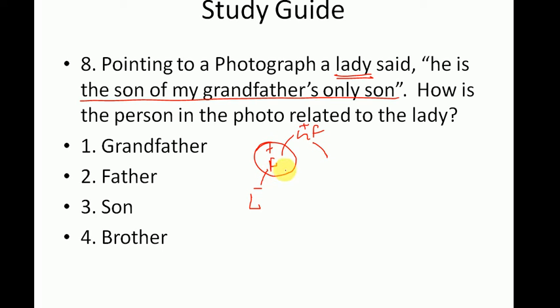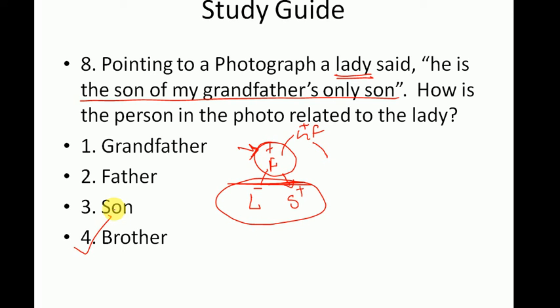Now the son of my grandfather's only son. This is the only son of her grandfather. Now his son is this one. Now you can see the son and the daughter of the same father, they are called brother and sister. So our correct option will be option number 4.